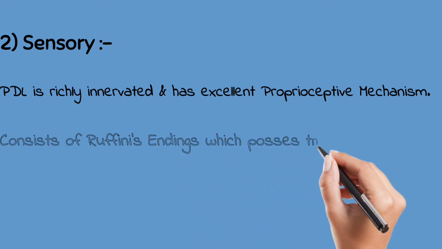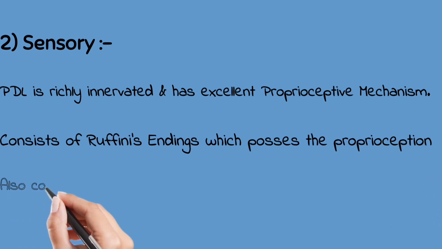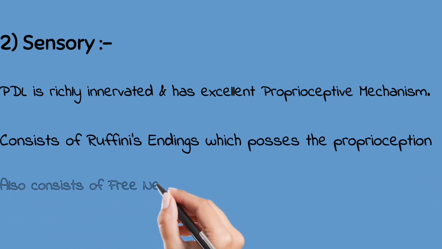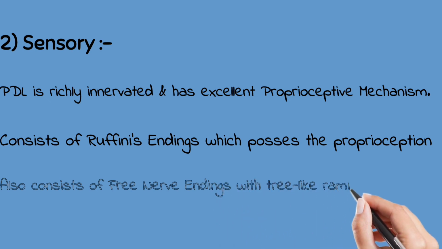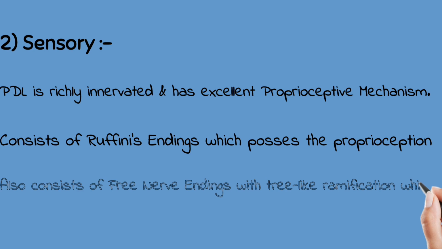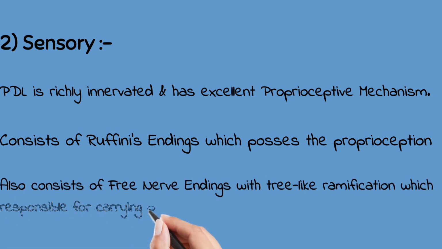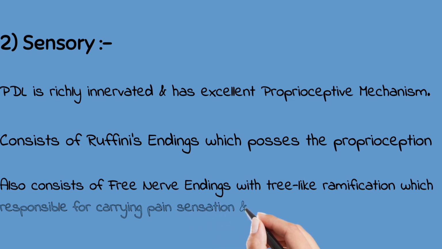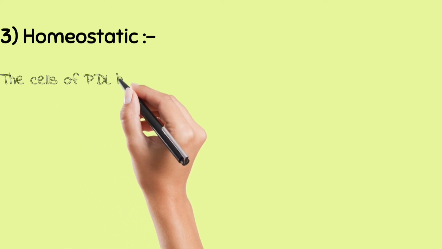So proprioception refers to the information that is provided about the position and movement of the body parts by its receptors. Also, the PDL consists of Ruffini's endings, which posses proprioception and help in localization of the pain. This mechanism has a protective effect on the supporting structures. PDL also contains nerve endings. These are free nerve endings which are tree-like and are responsible for carrying pain sensation and performing mechanoreceptor function.